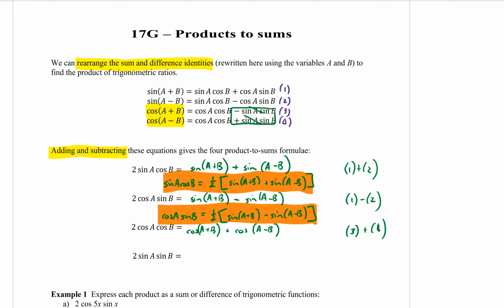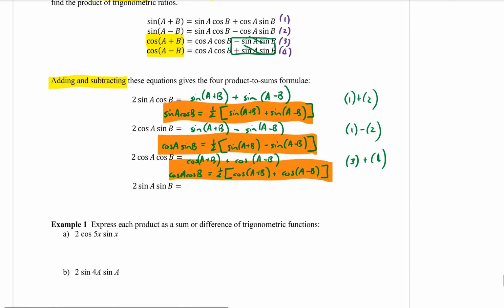Dividing the 2 away, we get cos A cos B is equal to half, big square bracket, cos of A plus B plus cos of A minus B, close brackets. Equation 3.